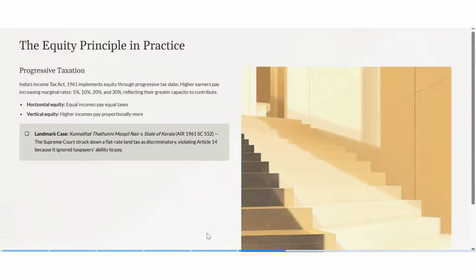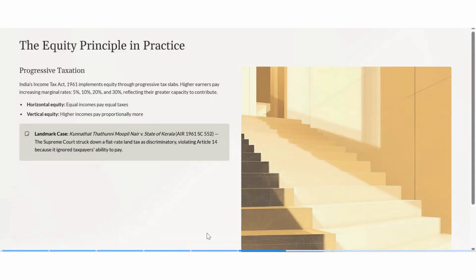The equity principle in practice. Progressive taxation. India's Income Tax Act 1961 implements equity through progressive tax slabs. Higher earners pay increasing marginal rates, 5%, 10%, 20%, and 30%, reflecting their greater capacity to contribute. There are two kinds of equity which have been incorporated under India's Income Tax Act 1961.